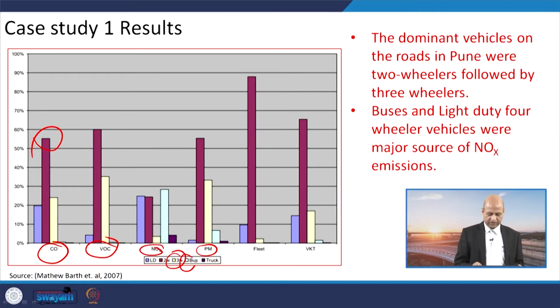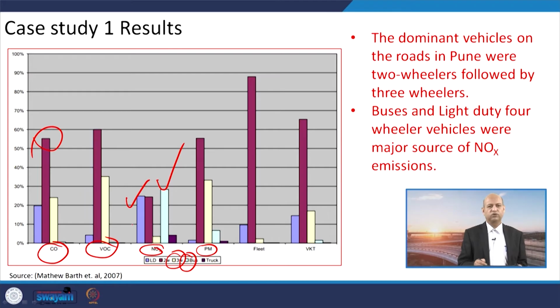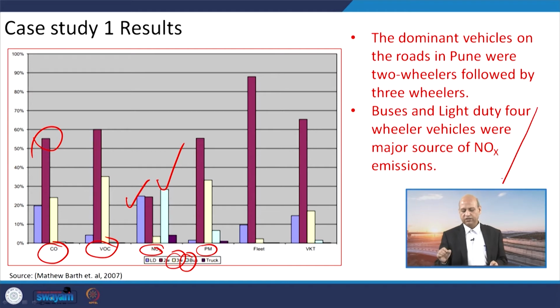Here the buses are the real, dominating source in Pune city, and then the light duty vehicles are the second, and the two wheelers are also equally responsible, but the majority of the NOx emissions are coming from these buses. Okay. You can see. So, buses and light duty four wheelers were responsible for NOx emissions, otherwise other pollutants are coming from two wheelers and three wheelers.